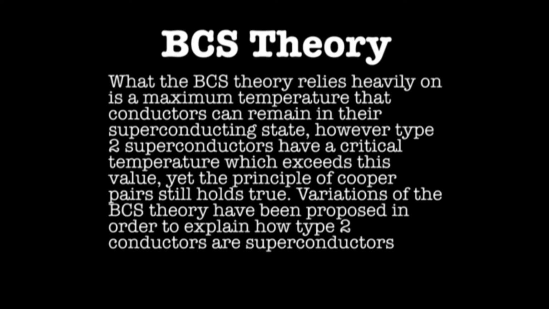What the BCS theory relies heavily on is a maximum temperature that superconductors can remain in the superconducting state. However, type 2 superconductors have a critical temperature which exceeds this value, yet the principle of Cooper pairs still holds true. Variations of the BCS theory have been proposed in order to explain how type 2 conductors are superconductors.